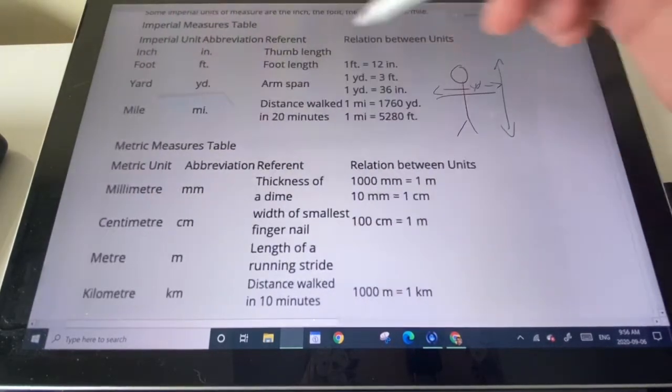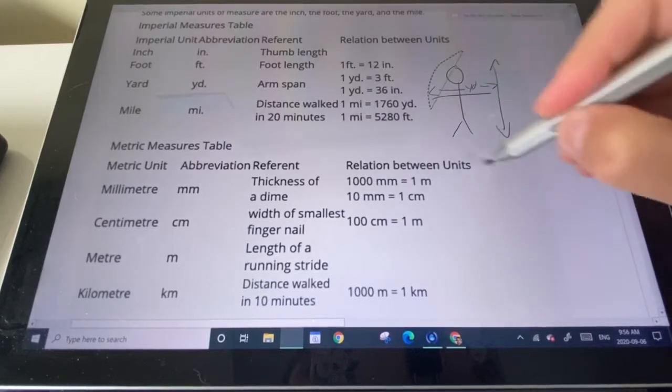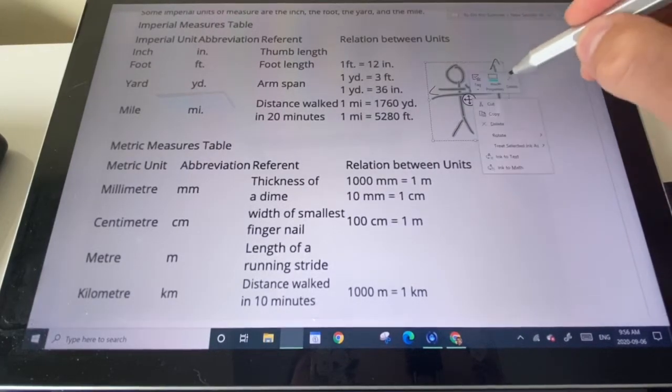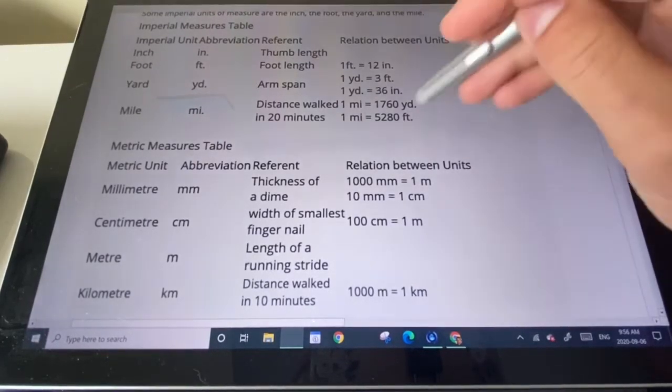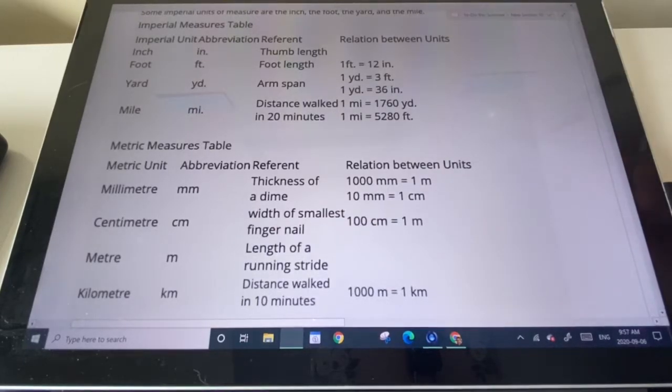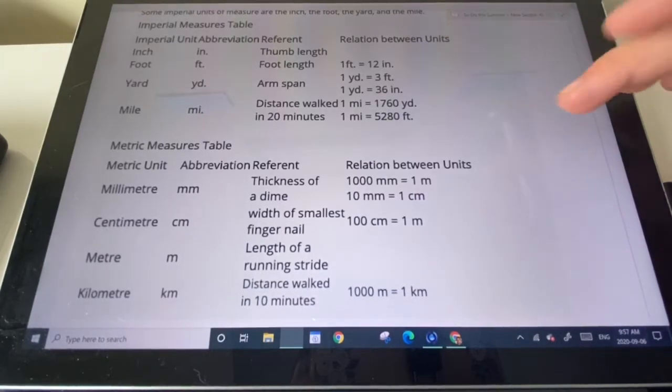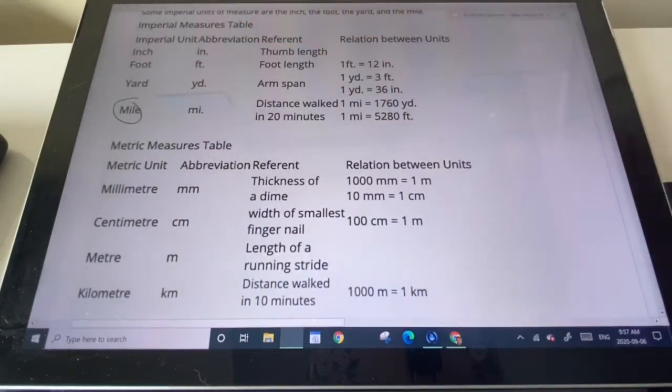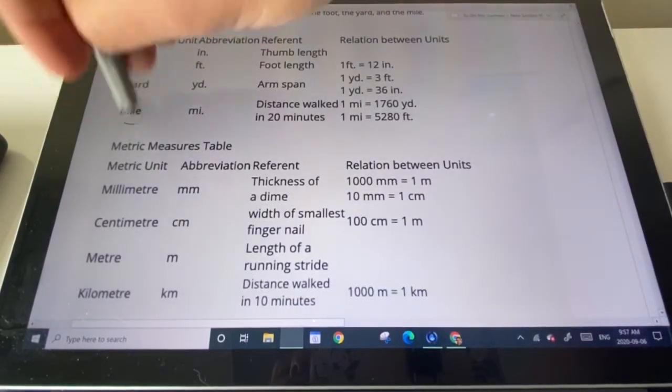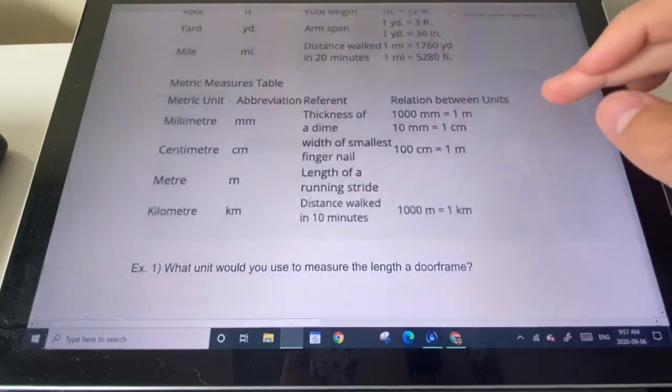Now a mile, that's about how far you walk in 20 minutes, sorry. A mile is a little bit longer than a kilometer. So 1 mile equals roughly 1.6 kilometers. Miles is something the United States will use, whereas we use kilometers.